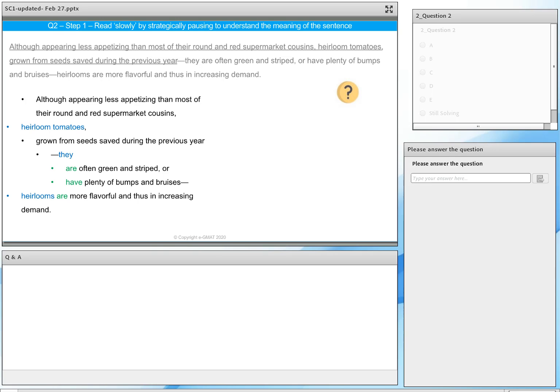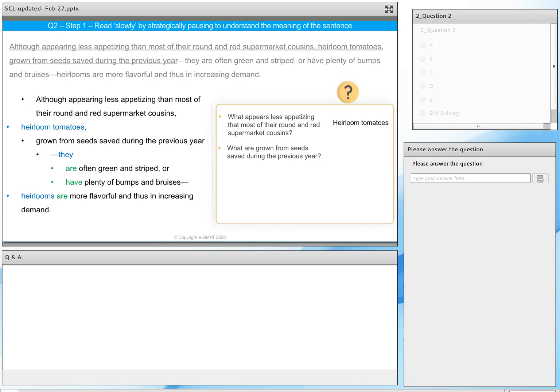Always like to ask myself these probing questions. So now I'm going to ask those probing questions of you guys to get you thinking about this sentence. So my first question, I want you to use this short answer poll here. What are less appetizing than most of their round and red supermarket cousins? I want to see lots of answers here. I'm not broadcasting because I don't want you to take each other's answers. Feel free to abbreviate. Good. All right, nicely done. Thank you for the participation. Awesome. Heirloom tomatoes. Great.